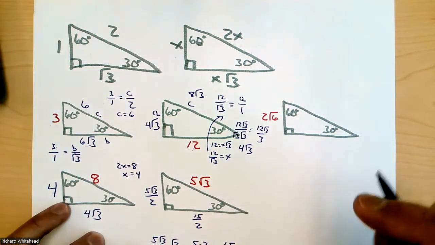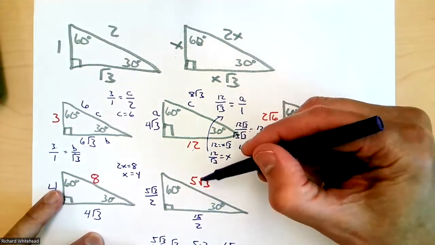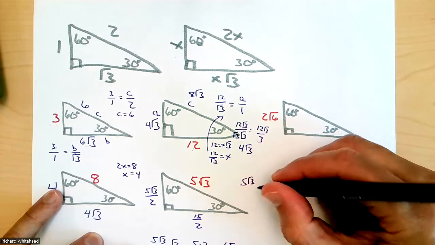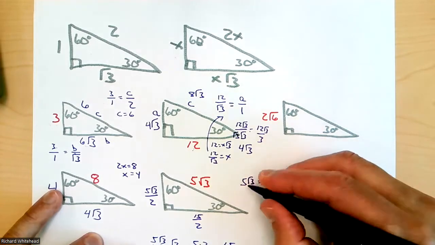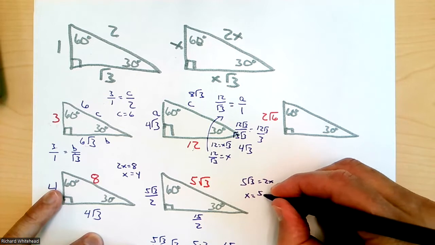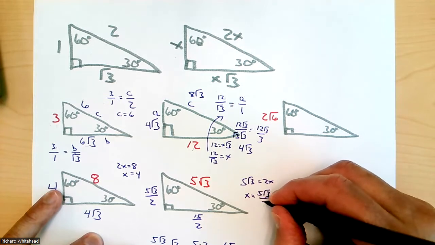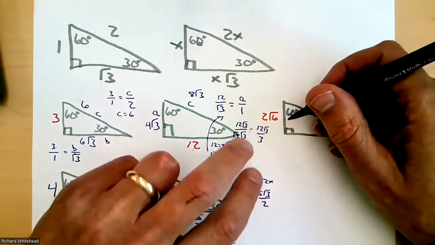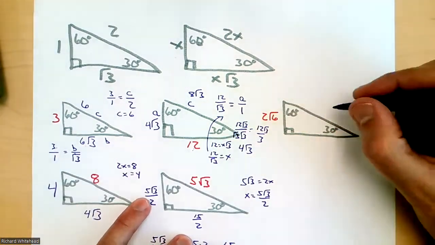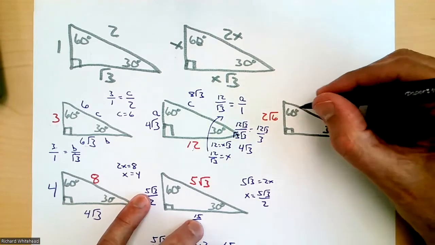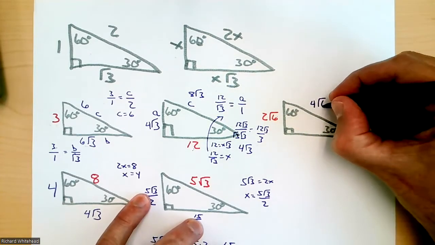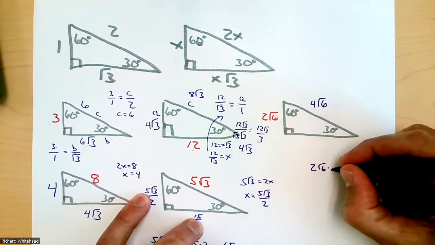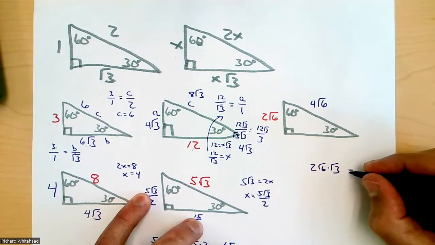And then, like I said, if you want to mix it up a little bit, you can do these other methods. You can do 5 root 3 is equal to 2x. So you still end up with x, aka the short leg, is still 5 root 3. What do I have here? Root 6. So short leg is 2 root 6. So hypotenuse is just going to be 2 times that. So now we get 2 root 6 times root 3 to go to the long leg.